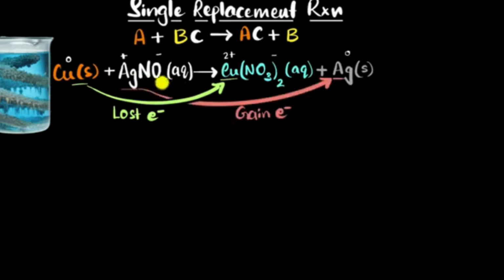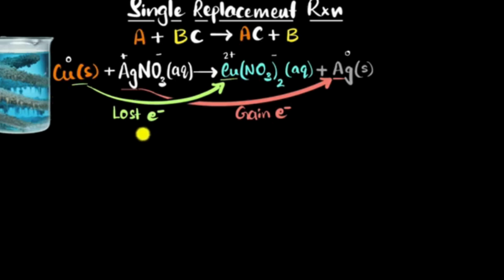And nothing has happened to the nitrate. Nitrate's charge has not changed at all. It remains the same. So we can now get a clue as to what's going on. Copper is losing the electrons, becoming cations, and these electrons are gained by the silver atoms, and that's how they are becoming neutral, coming out as the elemental form, and then the copper cations will then combine with the nitrate ions to form copper 2 nitrate solution. That's what's going on over here.